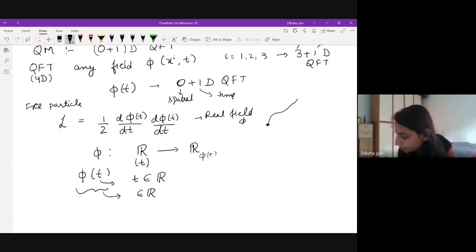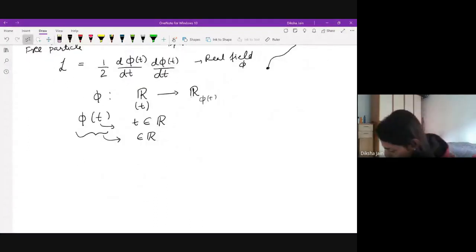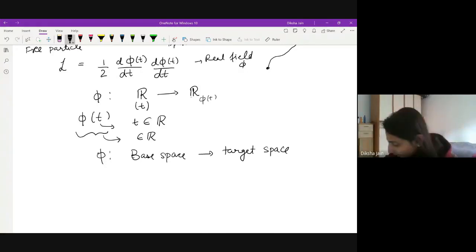Usually when you talk about this, you call phi a function from some base space to some target space. In the Lagrangian above, the base space is R, a real line which is parameterized by time t, and the target space is again a real line R which is parameterized by phi(t).